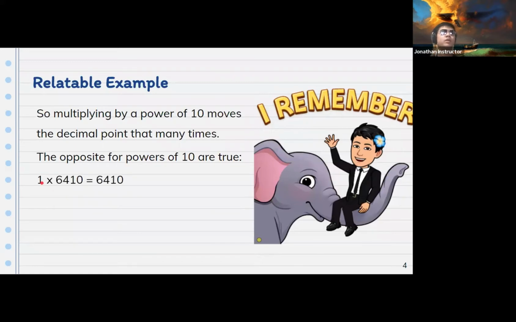Okay, so if I have 1 times 6,410, it's going to equal 6,410. That's really easy. Identity property of multiplication from day 1. And then what about 0.1? You're moving it back. Instead of moving this number forward, you're moving it backwards. So 0.1 times 6,410 equals 641. You're just removing the 0, moving it to the right. So instead of multiplying by 10, you're dividing by 10, which is 0.1, and moving it to the right. Same thing, 0.01 times 6,410 is 64.1. As you can see, the pattern just keeps going backwards and backwards.